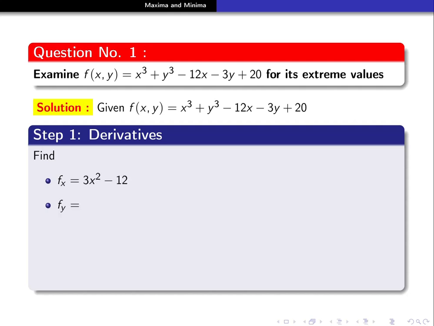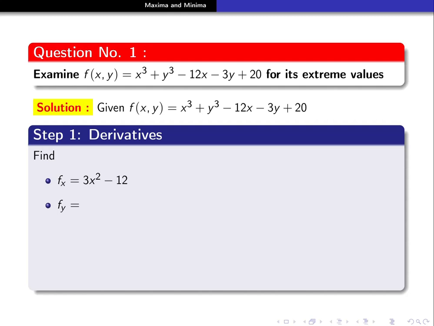We need to find fx. Differentiating the function f with respect to x, the differentiation of x cube is 3x square. Differentiation of y cube is 0, because we are differentiating with respect to x, so y cube is a constant term. Minus 12x: differentiation is minus 12. Minus 3y: 3 and y are both constant terms, and the differentiation of a constant is 0. Differentiation of 20 is also 0.